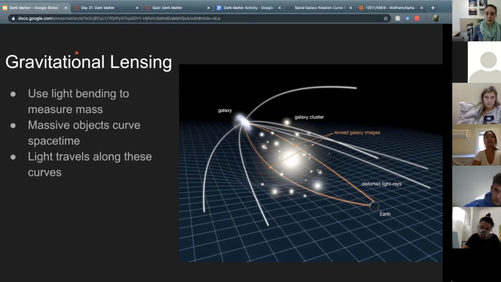But the important thing is that light will curve around these. The important thing, mass curves space-time. The more massive you are, the more you curve space-time, and light will travel around those curves. So if you have something really heavy, like a galaxy or a galaxy cluster, it bends space-time. And if we can measure the light from an object behind that and see how much it is curved, we can tell how massive the thing in the center must be.